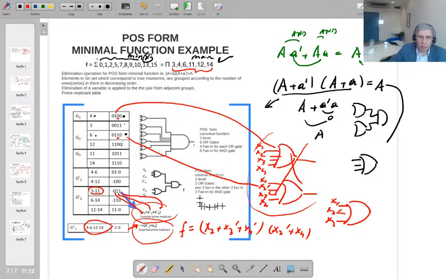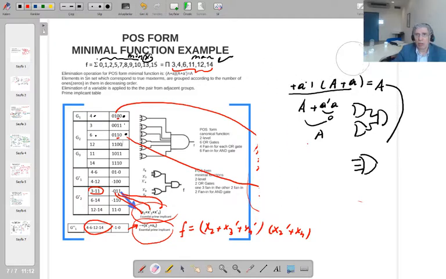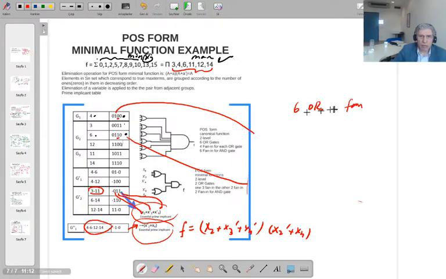So you see the minimal function, and you can do the comparison between the minimal function and the second canonical expansion form realization. You see you got 6 OR gates with a fan-in of 4, and one AND gate. This is the canonical form function realization.